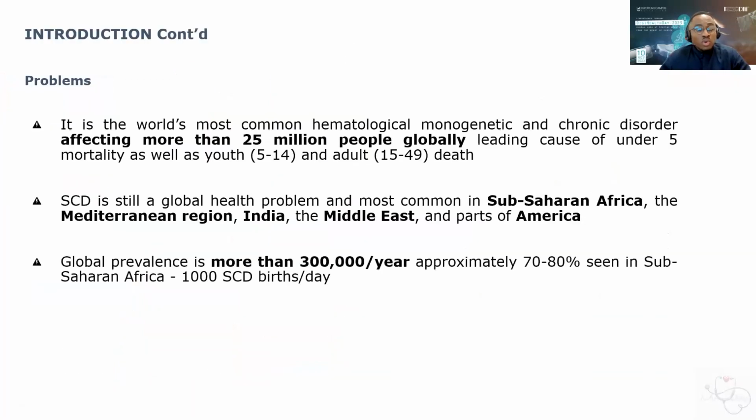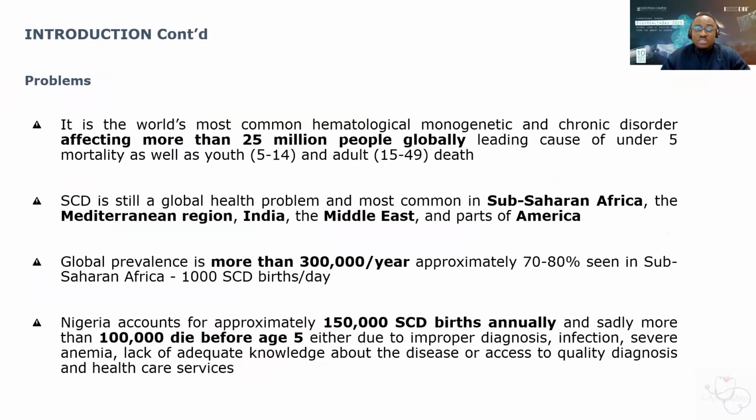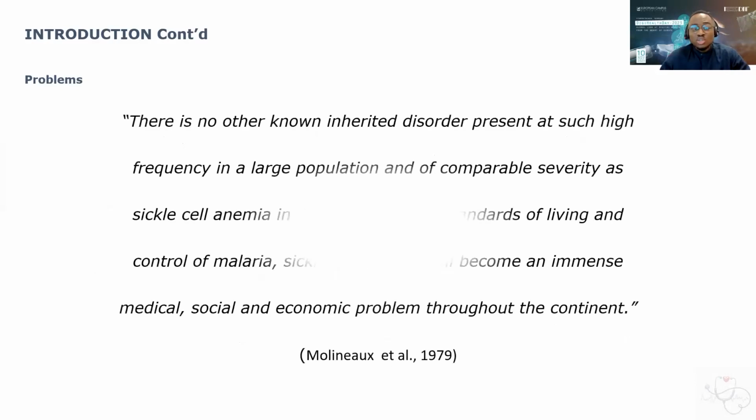Moving forward, the problem with this disease is that it affects about 25 million people globally, and is majorly found in sub-Saharan Africa, the Mediterranean region, India, the Middle East, as well as some parts of America, even here in Germany. The global prevalence is more than 300,000 a year. Funny enough, about a quarter or third of this is found in sub-Saharan Africa, with Nigeria as a major hub for this disease. 150,000 deaths per year, and about 100 of them die before the age of 5. So we can see that this is a huge problem.